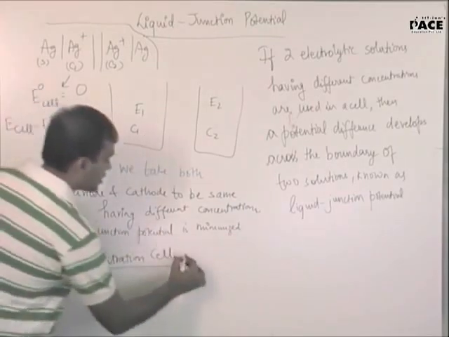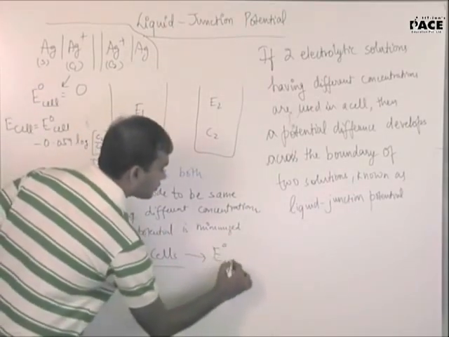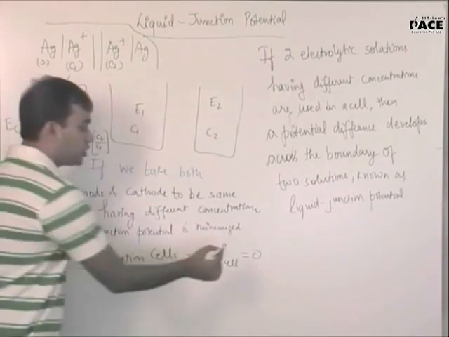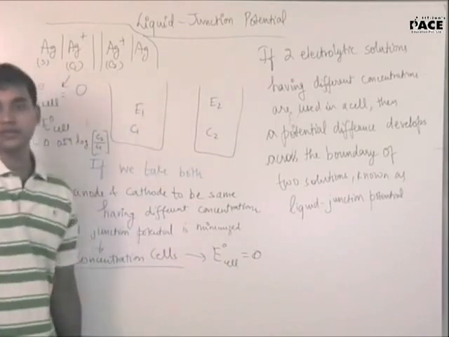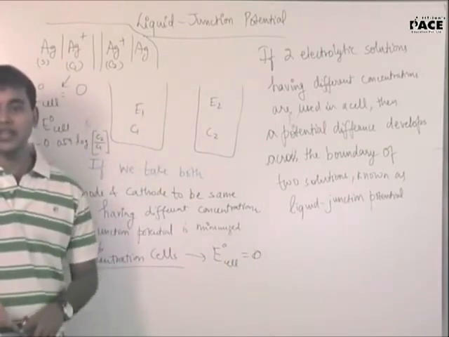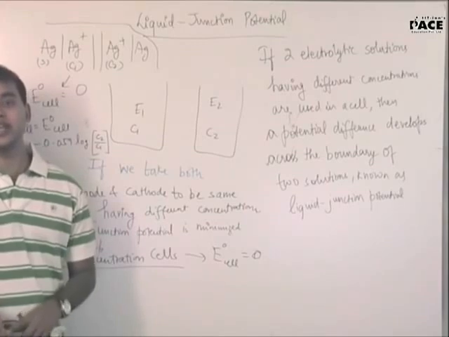So for all concentration cells, what will be the E naught cell? 0 always. Or will it be non-zero in some other case? It can never be non-zero. Why? Because the same thing you are taking as cathode, you are also taking as anode.